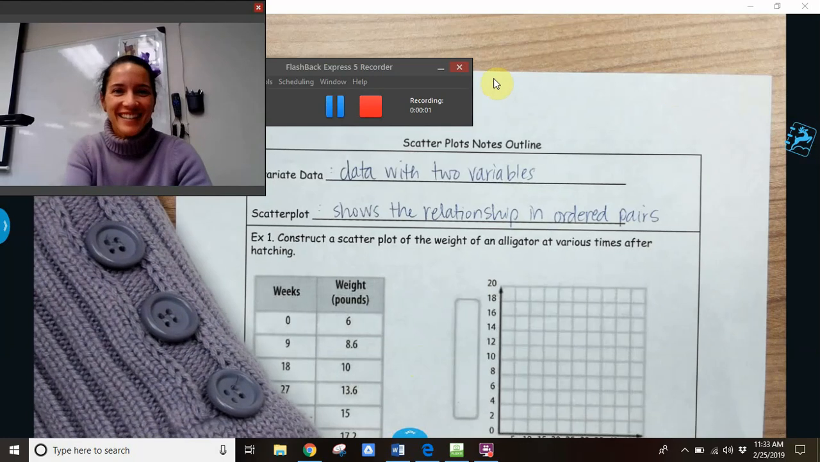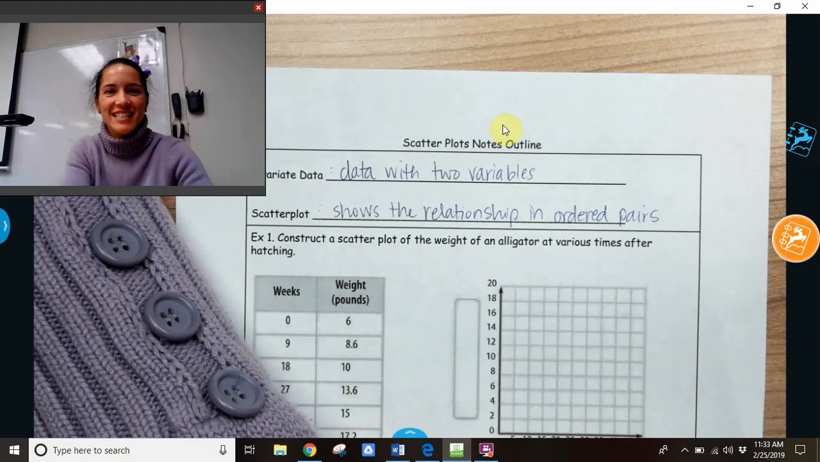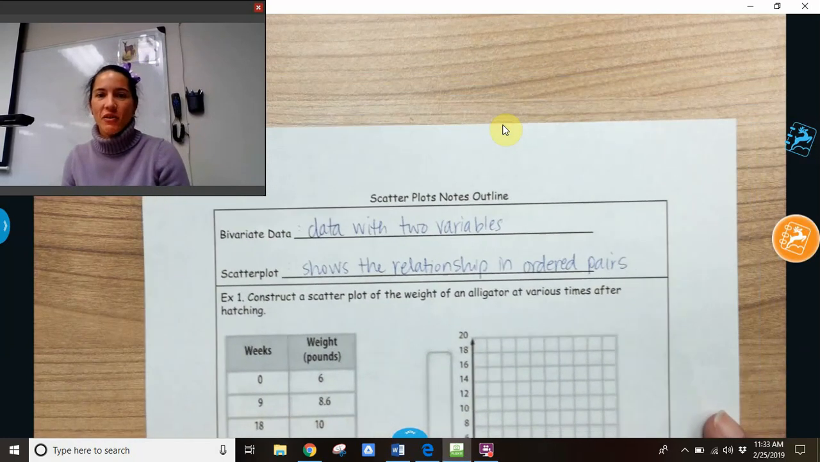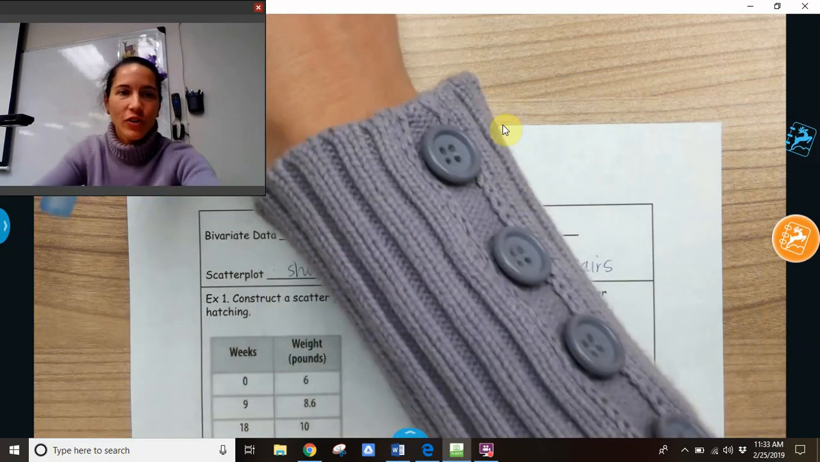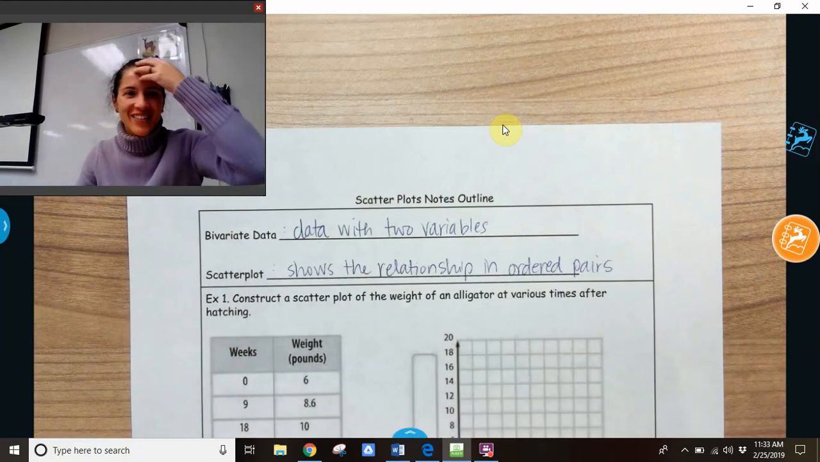Okay. Hey y'all. Today's lesson is about scatter plots. And so I've already got the vocabulary words for you. Go ahead and copy these down.